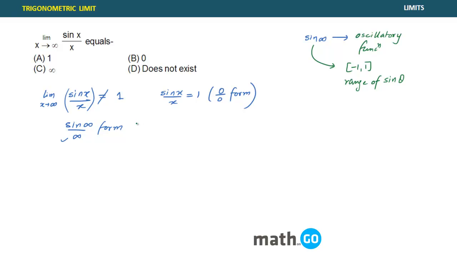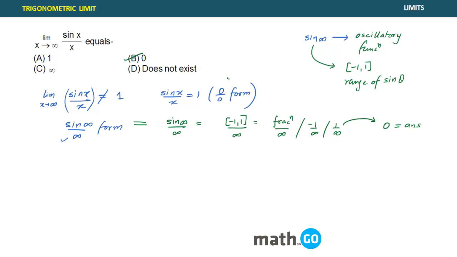So the answer here becomes sin infinity by infinity, which can be treated as something from -1 to 1 divided by infinity. Obviously this is a fraction, or at max 1, right? Fraction by infinity, or -1 by infinity, or 1 by infinity. In all these possible cases the answer is 0. So the answer to this particular problem is 0, not 1. I hope this question is clear.